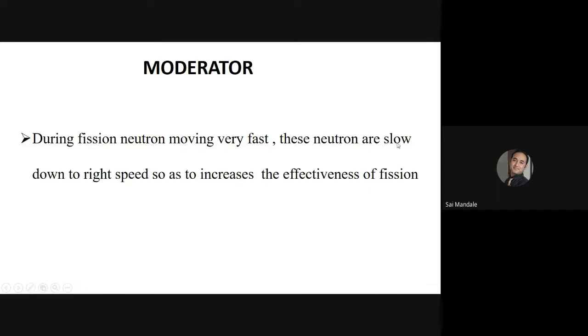These neutrons are slowed down to the right speed, which increases the effectiveness of fission. If atoms are continuously releasing neutrons, and they move very fast, the chain reaction goes on very fast. So in order to control this chain of neutron bombardment over the atoms, we have to control the speed of the neutrons. The moderators are placed in the path of the neutrons so that they pass over the moderator, and the moderator controls the speed of their movement.